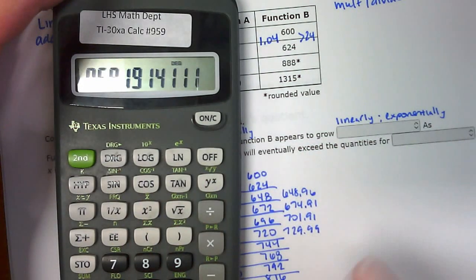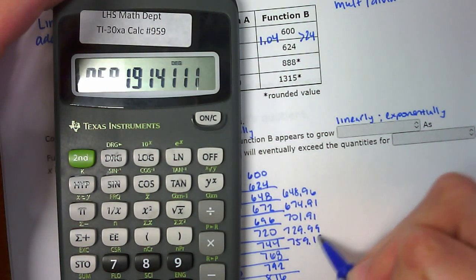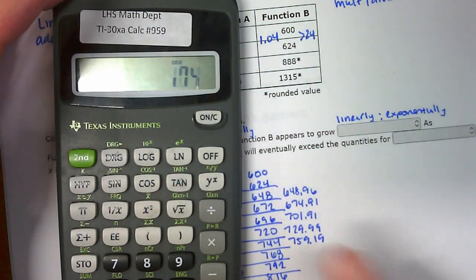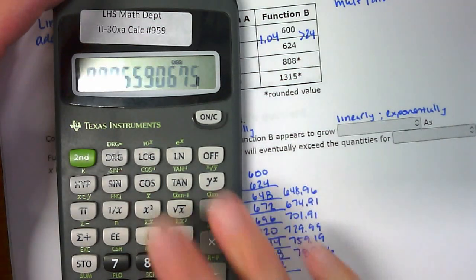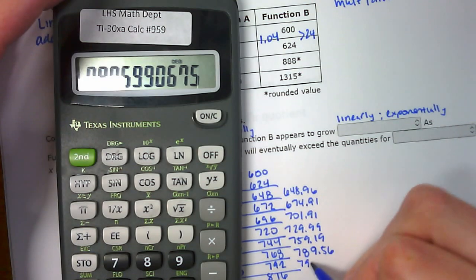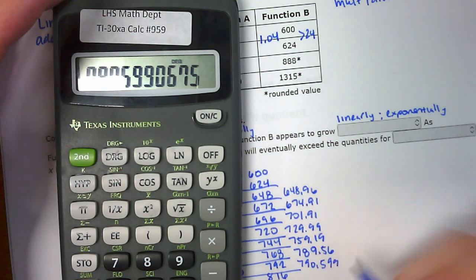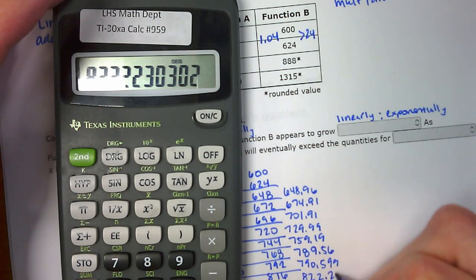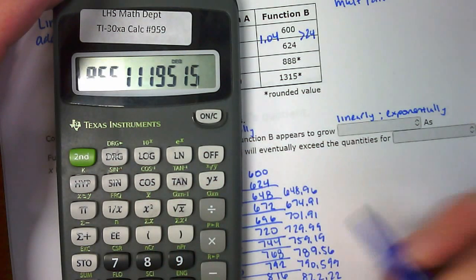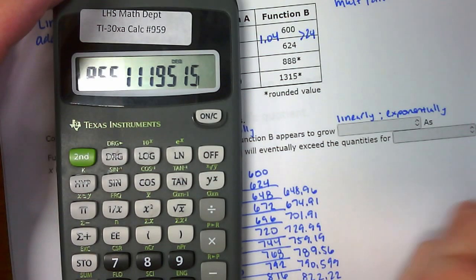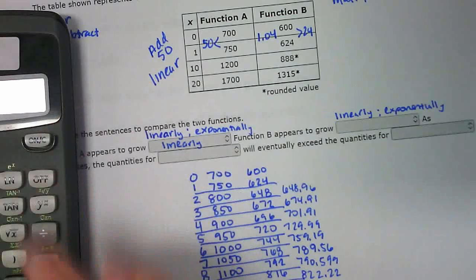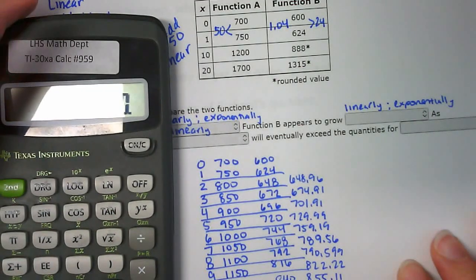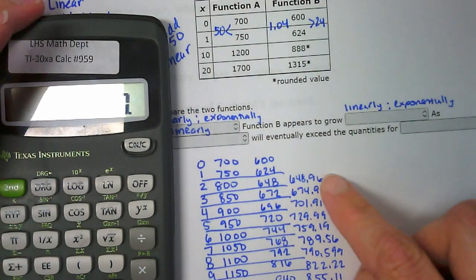And I keep going, so I'm at 729.99, 759, 789.56, 790.599, 822.22, and now I'm at 855. Oh no, what happened? Oh, I started one line off?